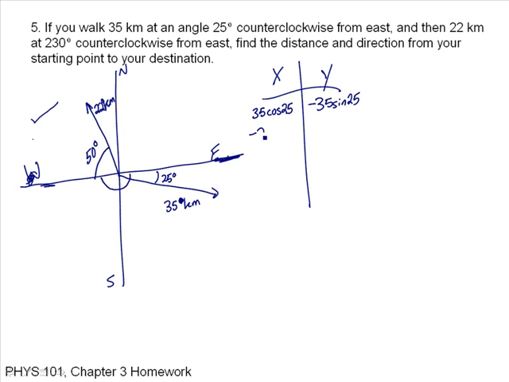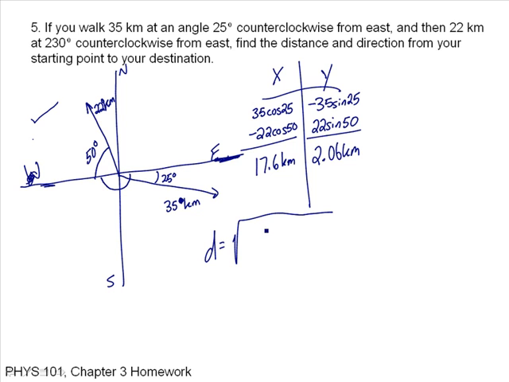And then I have negative 22 cosine of 50 because it's in the west direction, or the negative x direction, and then 22 sine of 50. If I add up these values, I get 17.6 kilometers and 2.06 kilometers. So those are the x and y components of my resultant vector. To find the magnitude, which I'll just call d, it's the square root of 17.6 squared plus 2.06 squared, and that's equal to 17.7.